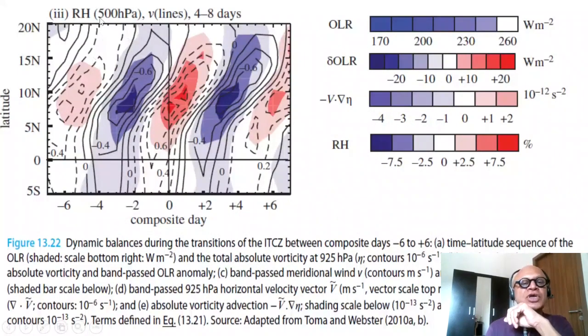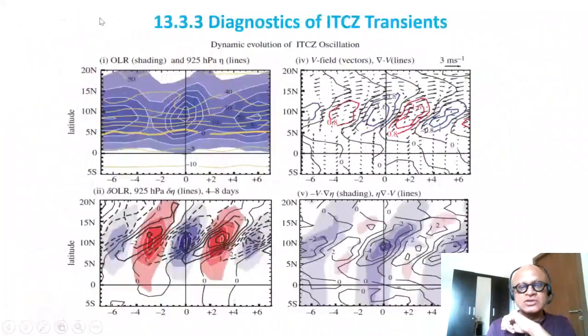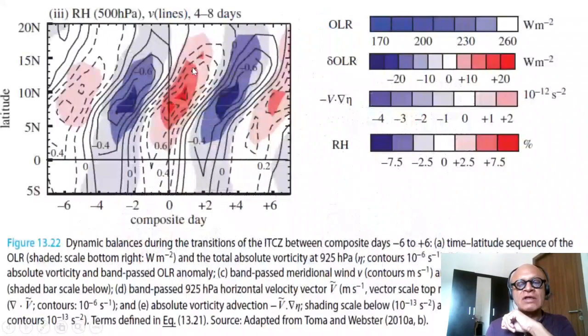And this is now showing 500 hectopascal. So this was 925, the lower level. This is in the mid troposphere, showing relative humidity and the V lines, and again the close correspondence at these transient timescales is an indication of the circulation dynamics that is needed for the vertical structure of the convection, moisture loading, and vorticity balance. Okay.